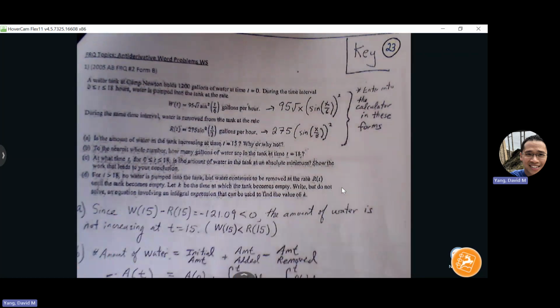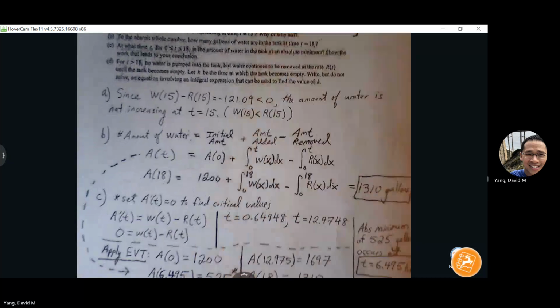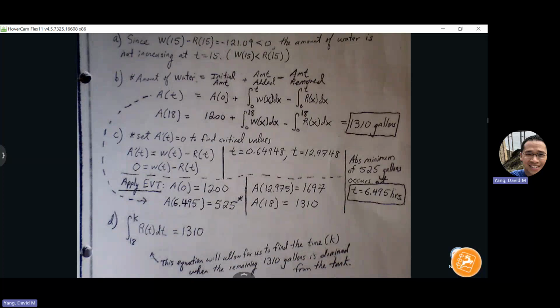Okay, so let's look on page 23. This is which part? Part D. Part D. Okay. So up to this point, we're able to figure out how much water is in the tank at 18 hours. So there's 1310 gallons because we've gathered from part D. With rate in, rate out, there's 3 components, right? The idea is that if we want to find out how much water there is in the tank at any given time, we got to consider how much there is to begin with, how much is added in that time interval, and then how much has been removed in that time interval.